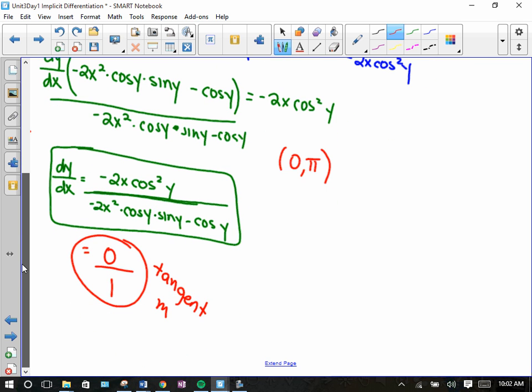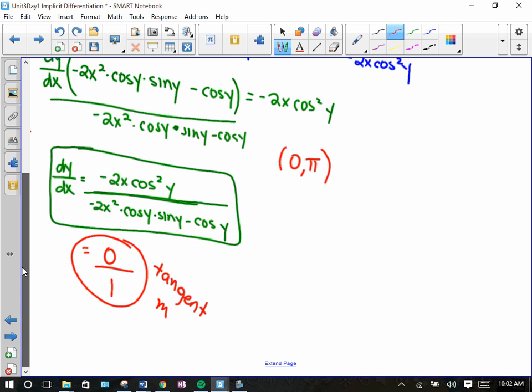Alright, well, let's just go over it. Tangent slope. Now, the reciprocal of that would be 1 over 0, which is undefined. So I misspoke. The slope of the tangent line is 0. The slope of the normal line would be undefined, because it's 1 divided by 0.